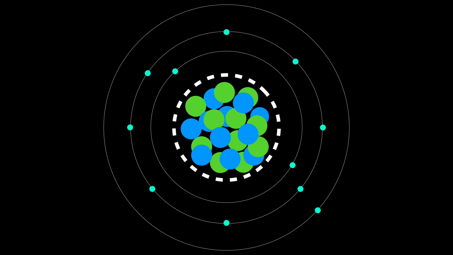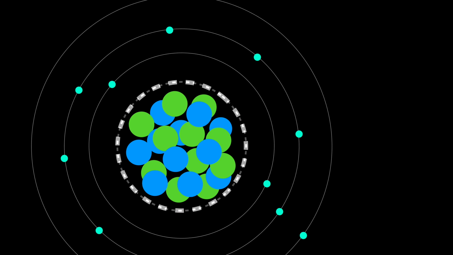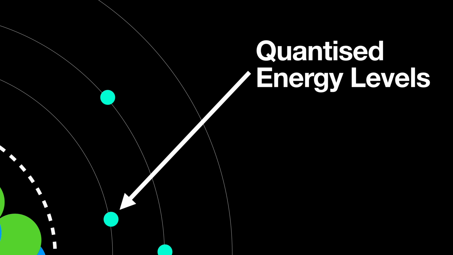Before Bohr, we weren't really sure how electrons managed to stay in orbit around their nucleus. What Bohr suggested was that the atom had quantized energy levels around it that were the only places an electron was allowed to be in.